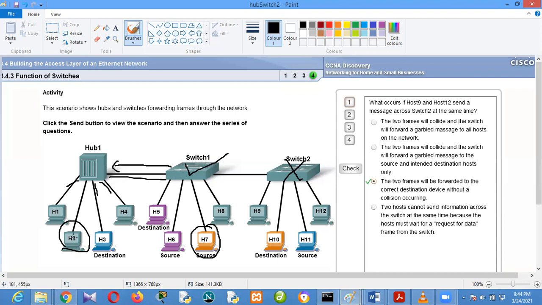So now H2 is asking H7. You see that these people didn't even get the message, because switch one already knows who H7 is. So it's not flooding anything, it just gives the answer. So that's that. And I don't know another question I could ask again.